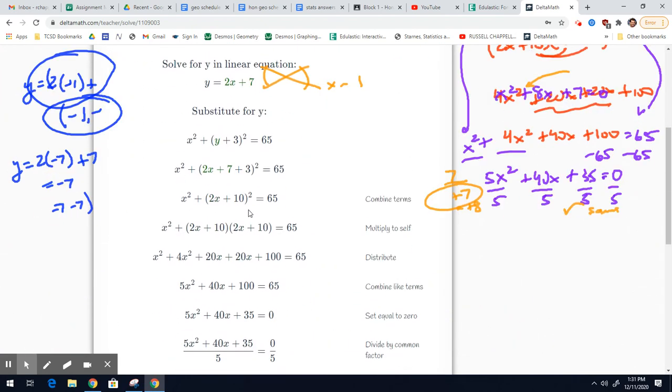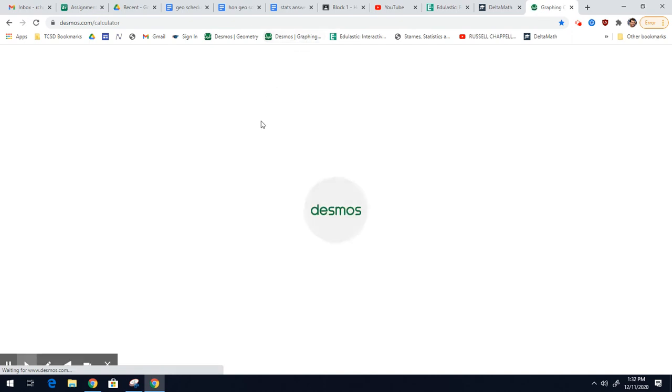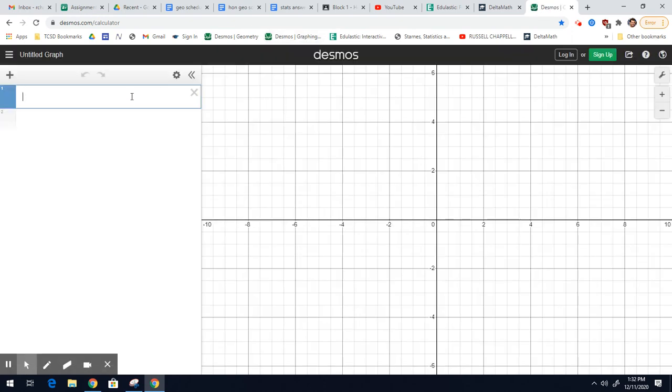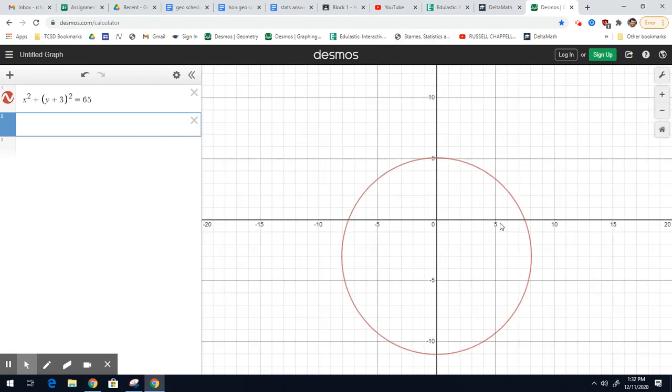Nice, and there's the green check mark. So let me do you a favor. Let's go into the Desmos Graphing Calculator and graph this. I want you to practice the algebra, but really you could do this by just graphing it. But again, practice the algebra. So over here, I'm going to type in my formula: x squared plus (y plus 3) squared equals 65. There's my circle. I'm going to zoom out one. Again, I like to count by 5 and 10. And then over here, I'm going to type in the original: -2x plus y equals 7.